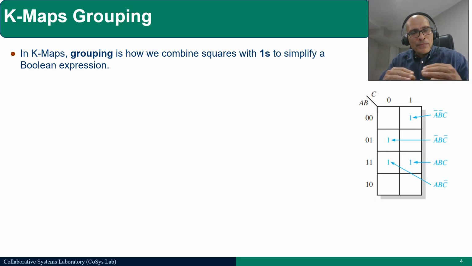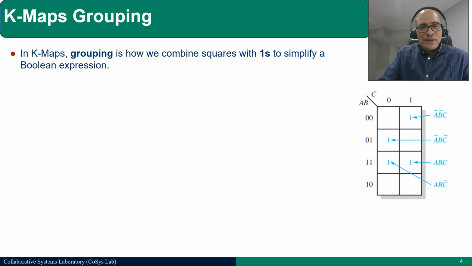Grouping has some rules. First of all, group sizes need to be a power of 2. So we can group 2, we can group 4 squares, we can group 8, but we cannot group 6 squares. And groups should be as big as possible. Larger group means simpler expression.